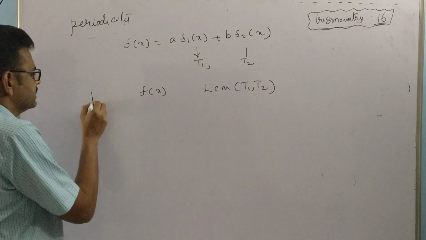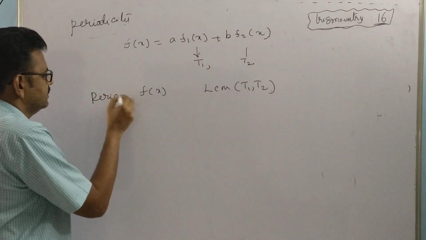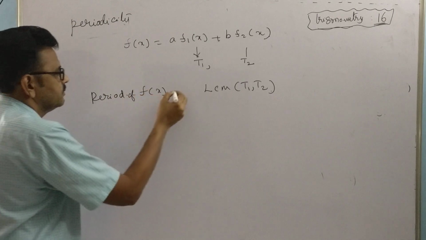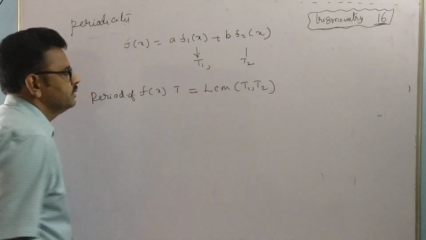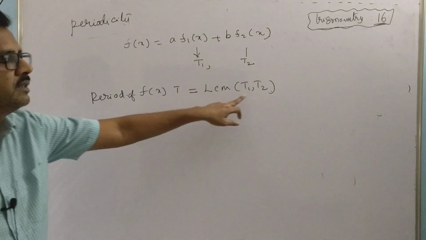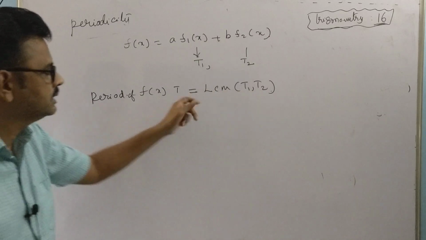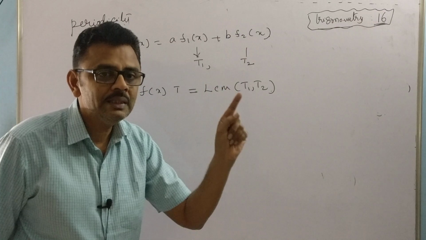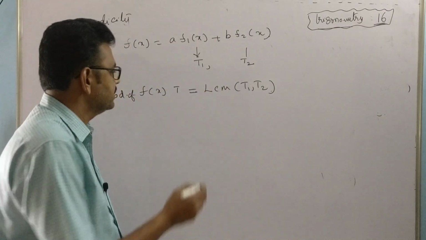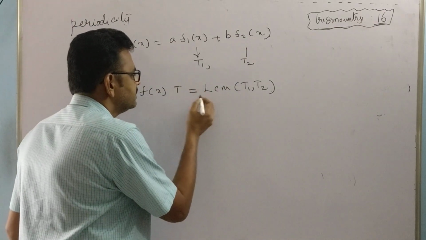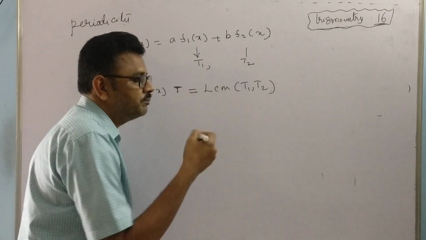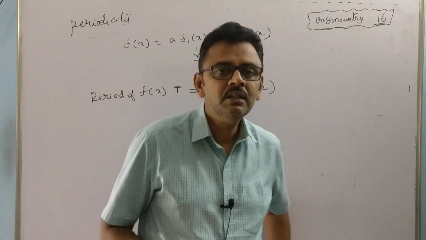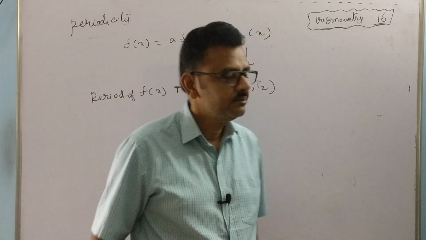So the period of the function f of x is equal to, call it T, is equal to LCM of T1 comma T2. That is, T is the period of this function, or observe that in some cases a submultiple of T is the period of the function.